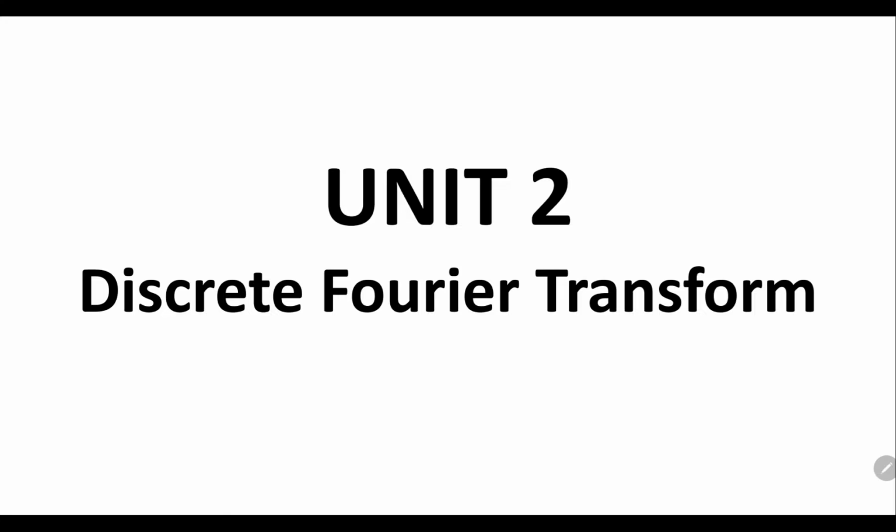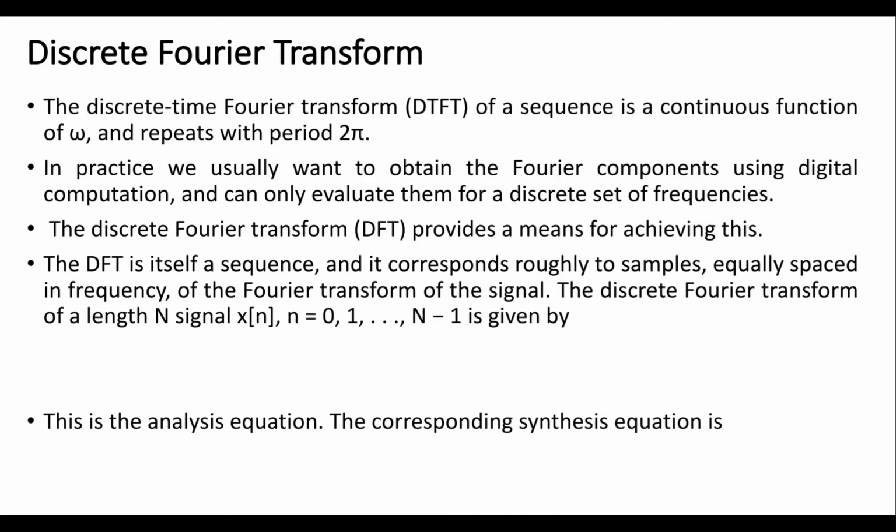So today I'm going to start Unit 2, the discrete Fourier transform. The discrete-time Fourier transform, DTFT, of a sequence is a continuous function of omega. You all know that omega equals 2 pi f. It repeats with period 2 pi.